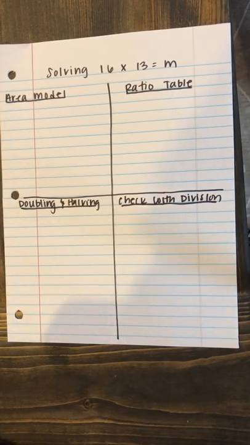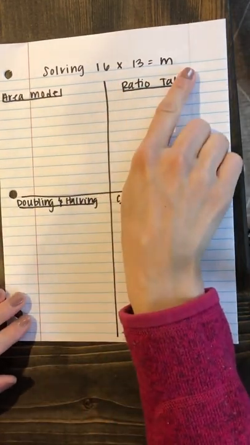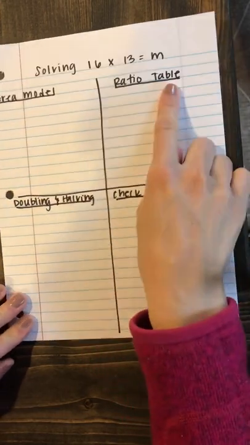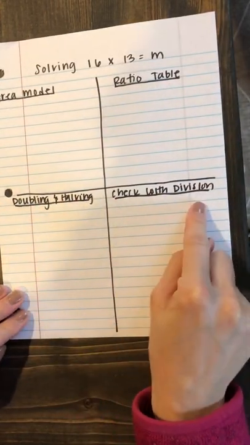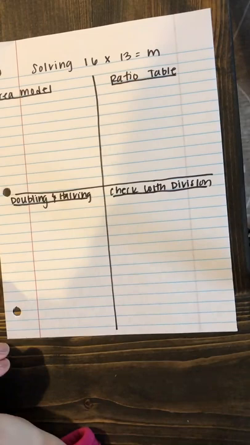Good morning, everybody. I'm going to show you how to solve 16 times 13 with area model, ratio table, doubling and halving, and then checking our answer with division, so the inverse operation.